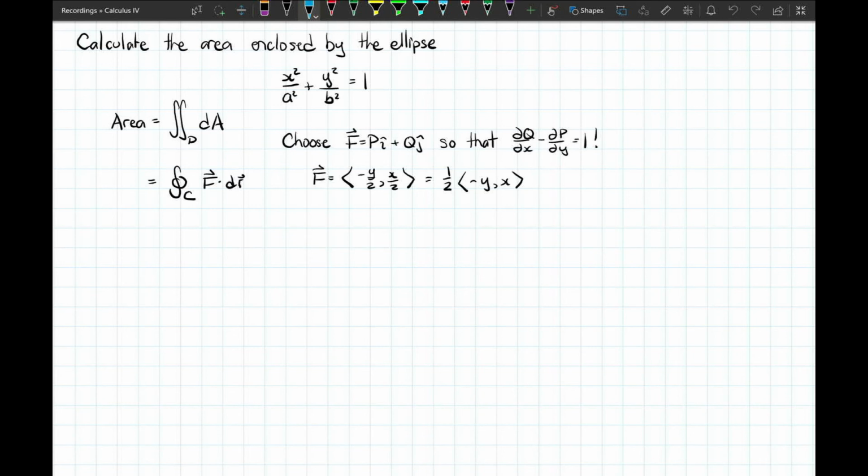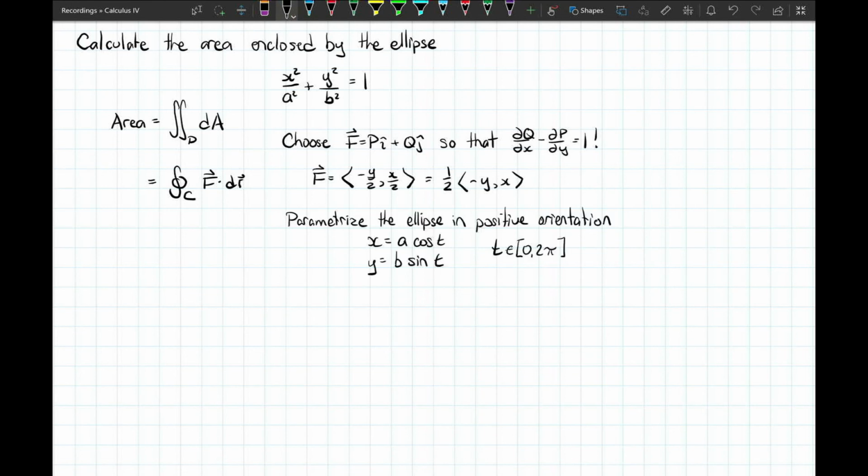What is the parameterization for an ellipse? Well, it's very similar to the parameterization of a circle. x equals cosine t, y equals sine t is a positive orientation, only that would be with a radius of 1. Here we just have to make sure that x varies from positive a to negative a, and y varies between negative b and positive b. So in a very similar fashion, we can parameterize this ellipse as x equals a cosine t and y equals b sine t, from t equals 0 to t equals 2 pi.